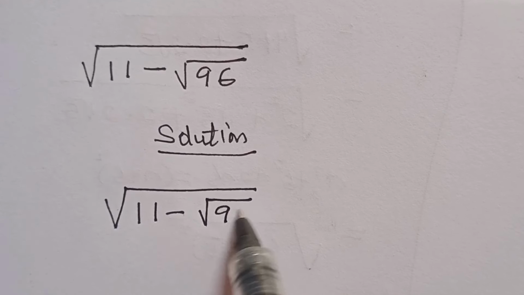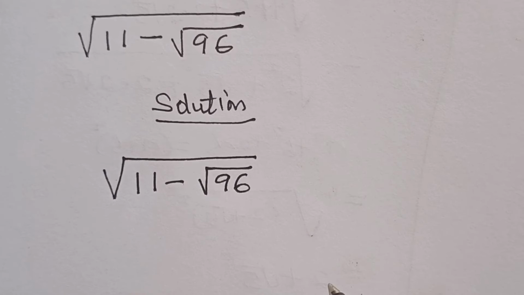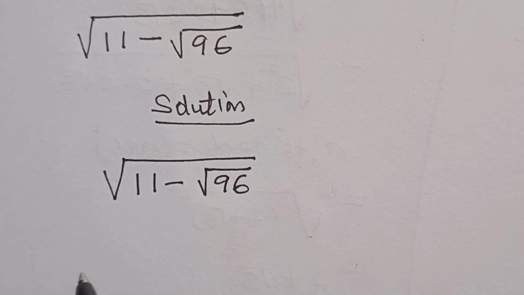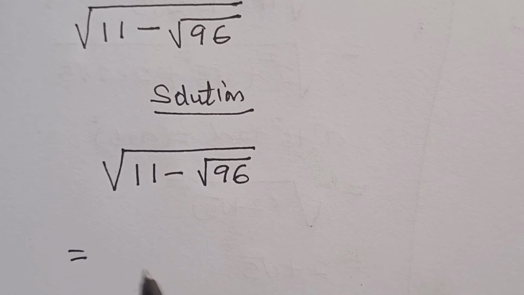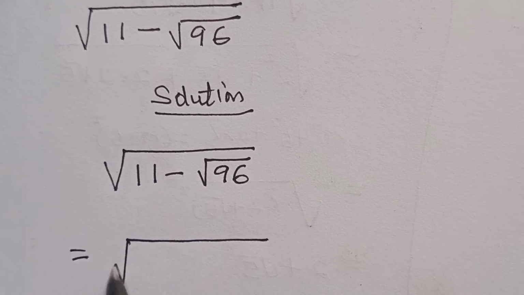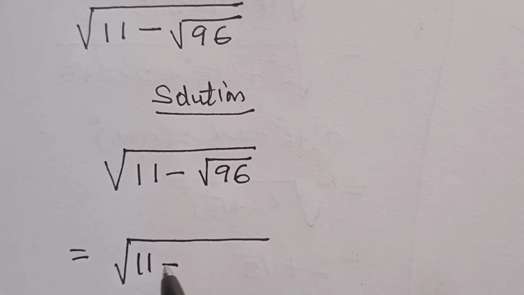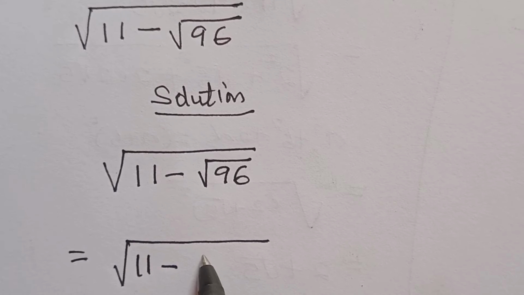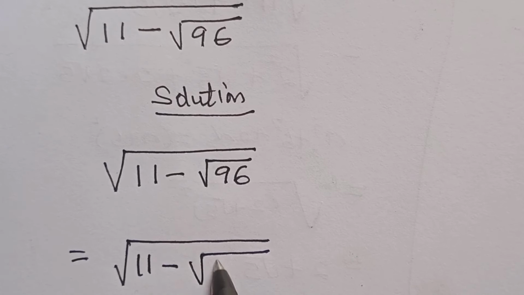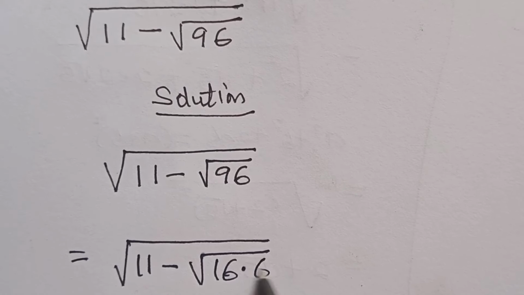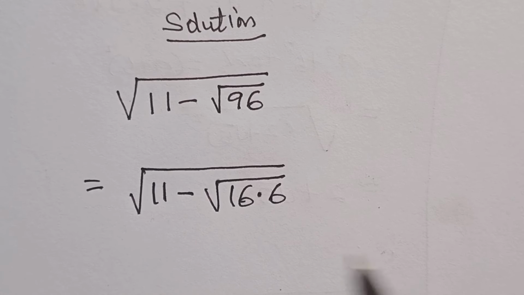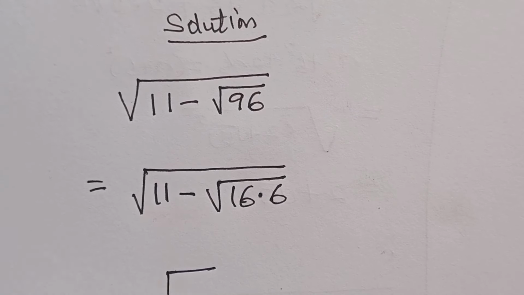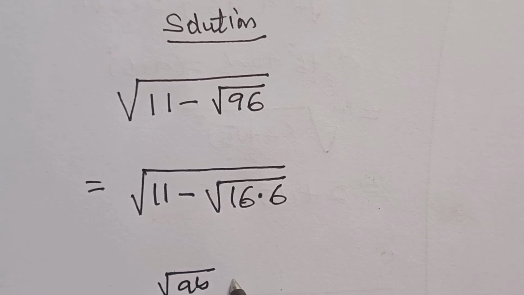To simplify this complex square root into a simpler one is easy and straightforward. What you need to do is make sure you get rid of the innermost square root. Once you simplify the innermost square root, the outermost one is easy and straightforward to remove. Now we have square root of 11 minus square root of 96.